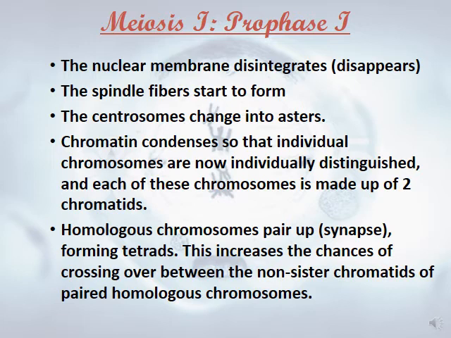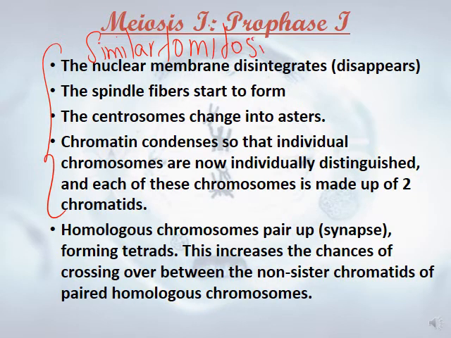Spindle fibers start to form. Centrosomes start to change into asters. Chromatin condenses, so that chromosomes are now individually distinguished, and each chromosome is made up of 2 chromatids. All of this is similar to the process of mitosis. The only difference is in this stage.